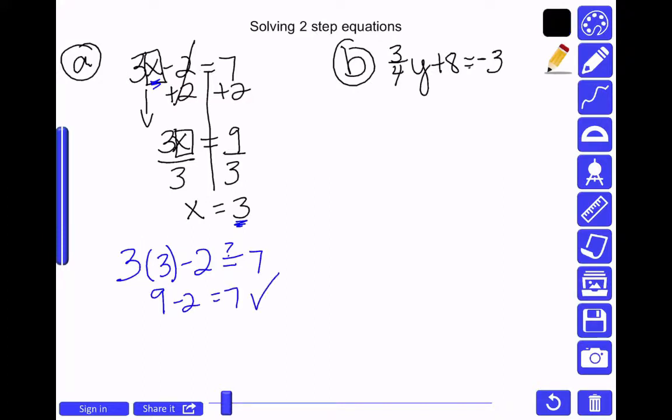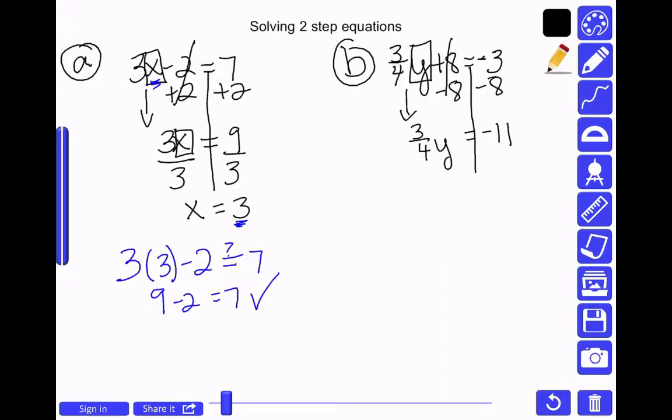Example B, I'm going to identify my equal sign, identify my variable I'm trying to isolate. I'm going to do the same thing in that I'm going to move the constant over first. The constant is the plus 8. The inverse of addition is subtraction, so I'm going to subtract 8 from both sides. 8 minus 8 is 0, so I am left with 3/4 y equals negative 11.